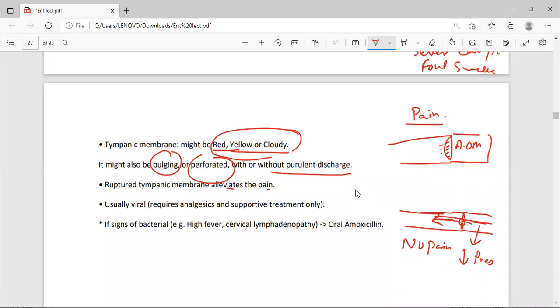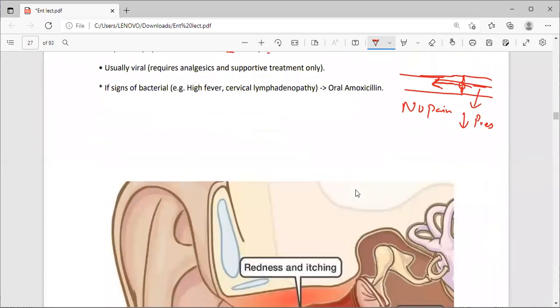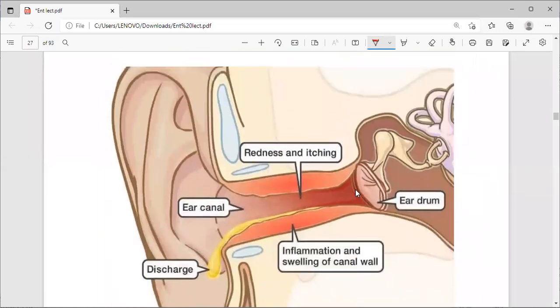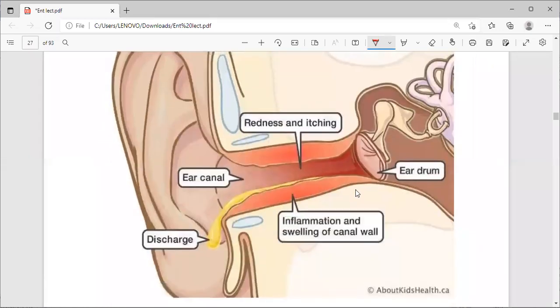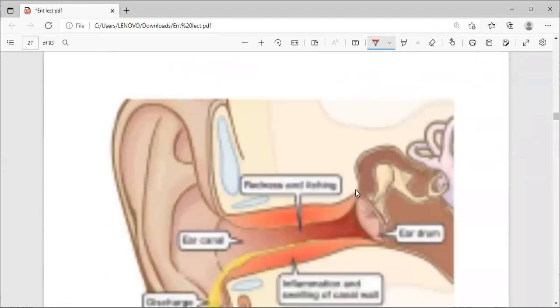This is the key. Usually viral requires supportive treatment only; if there are signs of bacterial infection, like high fever or cervical lymphadenopathy, give oral amoxicillin. Now we will be talking about otitis externa. If you have any question regarding otitis media, you can ask.